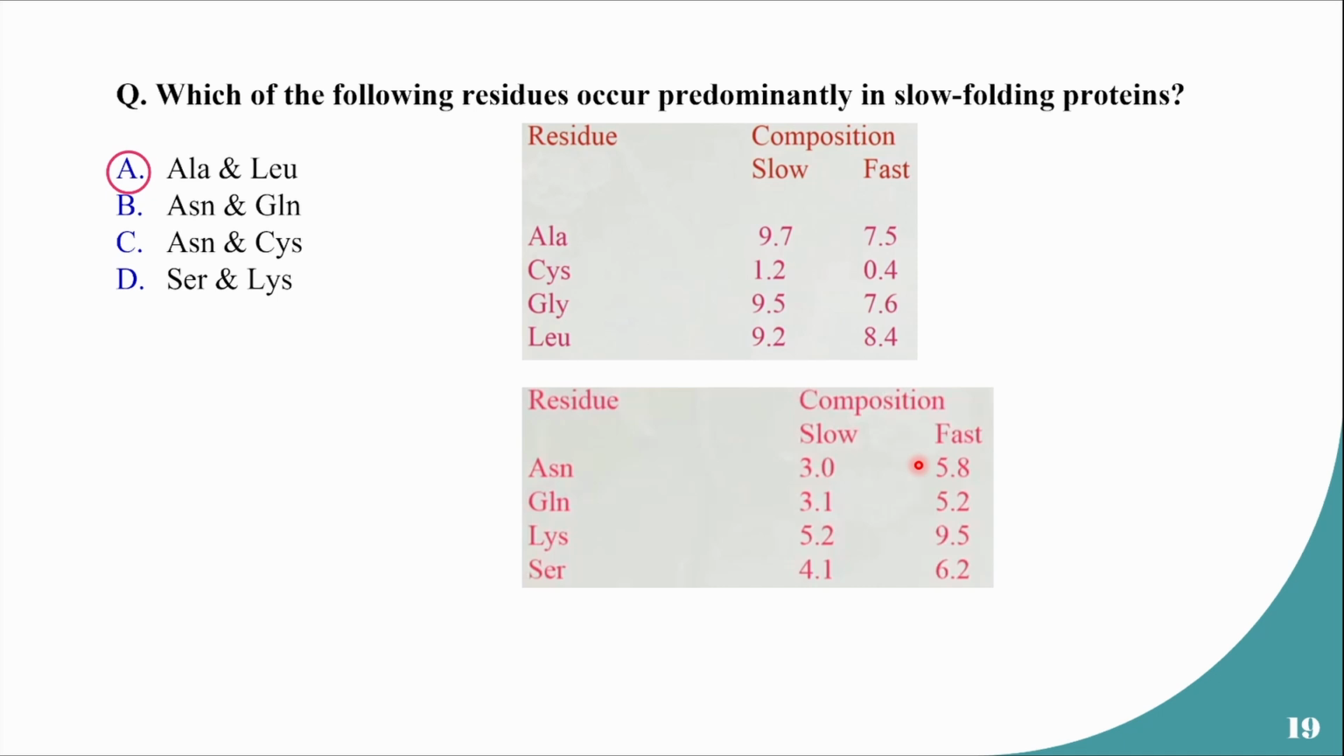Now, whether folding is slow or fast also depends on the dominance of secondary structures, based on which we classified our proteins in one of our earlier classes: alpha dominant, beta dominant, etc. We'll see that in some of the next slides. But in this case, the answer was alanine and leucine. The hydrophobic ones are predominantly present in slow folding proteins, with slightly higher prevalence there. Okay.